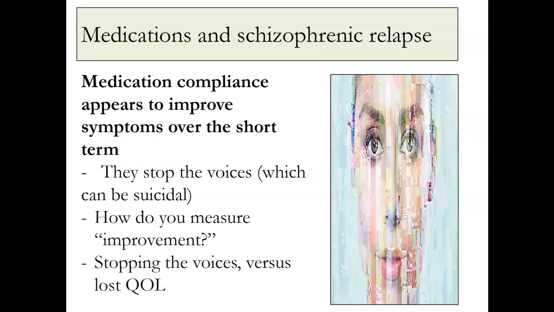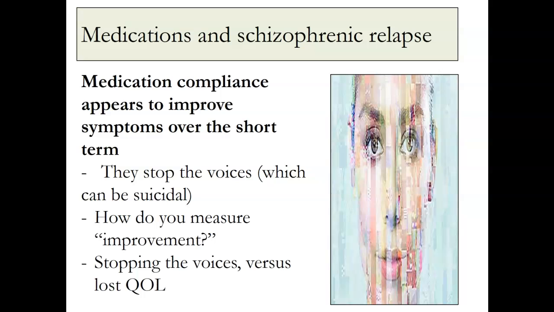A patient is hearing voices. They become suicidal or violent or have outbursts or whatever. The police or whoever take them to the emergency room, put them on meds, and it calms them down. In a lot of cases, it literally saves their lives. So the meds definitely have a role, but how are we measuring improvement over the long term? How are we measuring quality of life? It's stopping the voices versus lost quality of life.